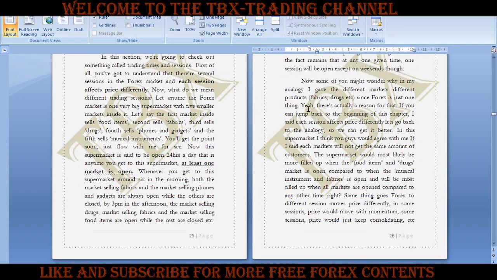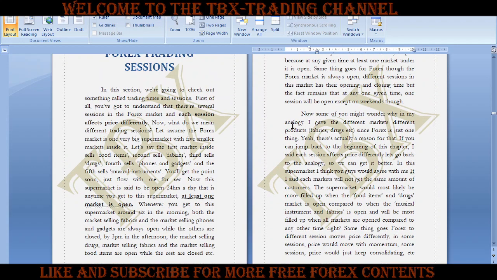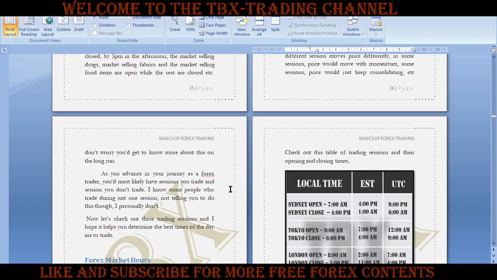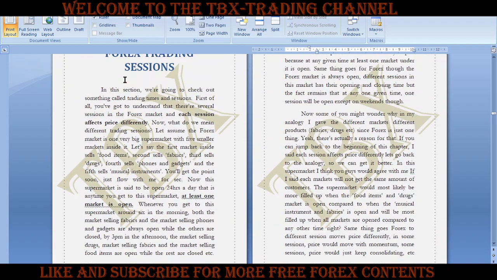There's a very nice supermarket analogy I used to explain the forex trading sessions here. You can read up on the supermarket analogy. Because of time, I'm not going to read it out, and as fast as I talk, I'm actually a very slow reader. So just read all this, and you're going to understand the concept of the trading session itself.